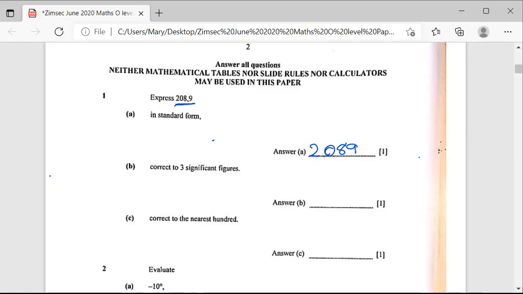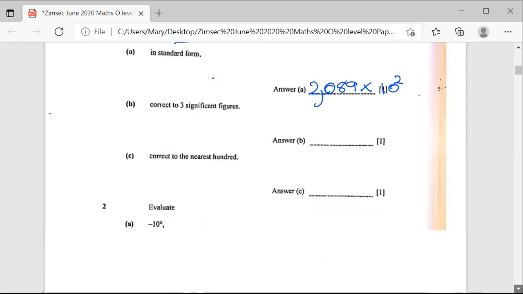It means the comma is going to be here, but multiply by 10 to the power of, then I check how many places the comma has moved. It has moved 1, 2. So multiply by 10 to the power of 2, because the comma has moved 2 places. So that's how you will express that number in standard form.